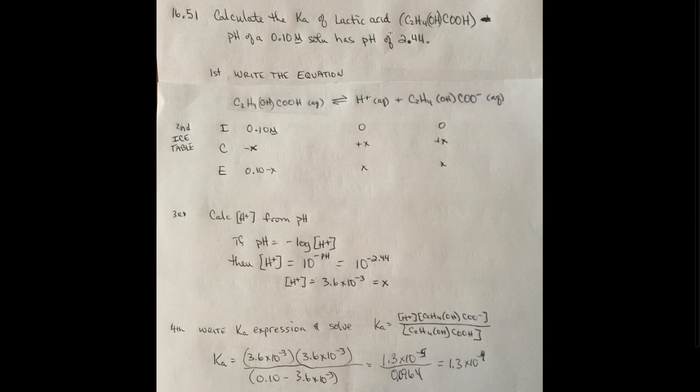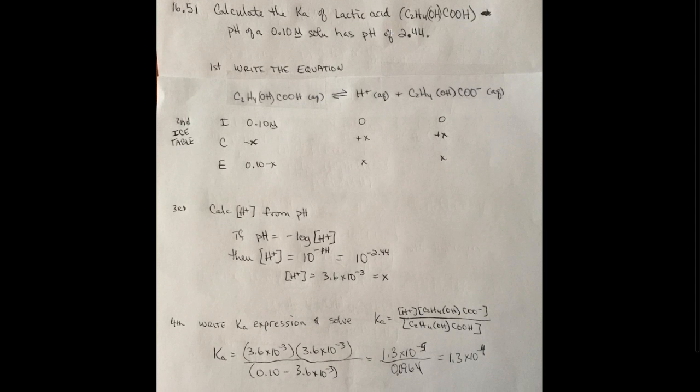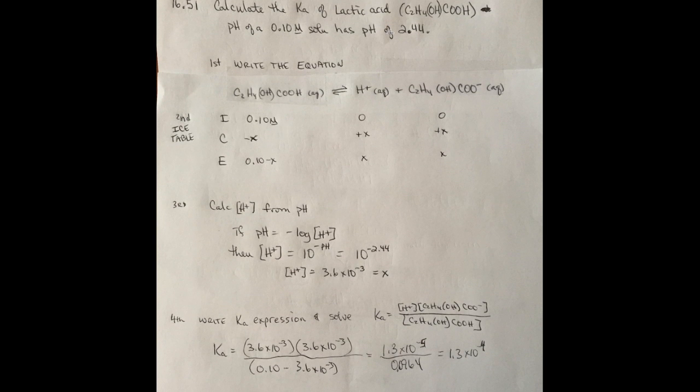Now 51. We're calculating the Ka of lactic acid, C2H4OHCOOH, that's an ugly formula. The pH of a 0.10 molar solution is 2.44. That's worded a little weird.